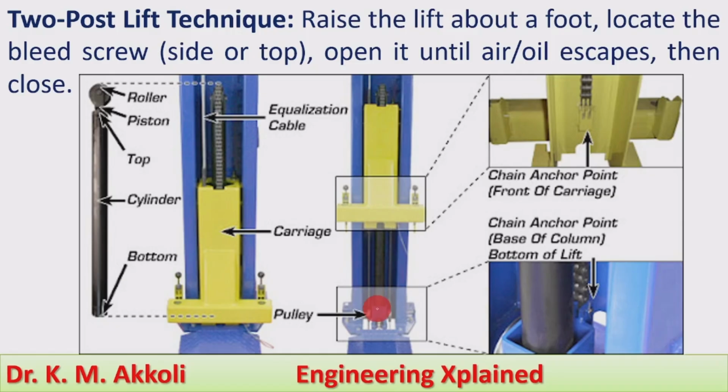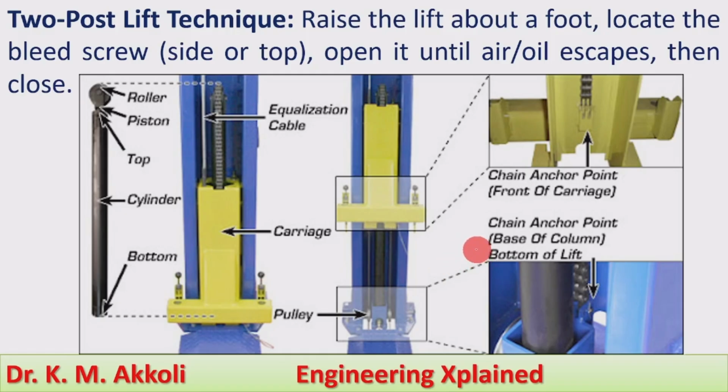Locate the bleed screw. Where the bleed screw is, that should be located. It may be on the side or the top of the hydraulic cylinder. Open it until air and oil escape, then close. Where it is, it should be located, then loosened and opened. It will be kept open till the air escapes, then closed, so that the air from the hydraulic cylinder of the lift can be removed.